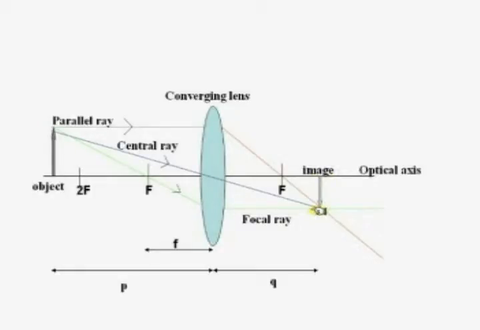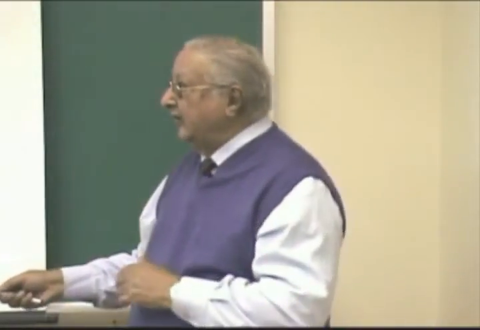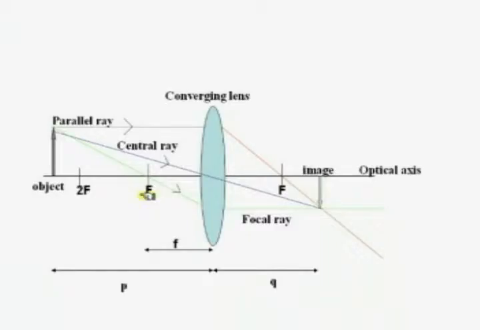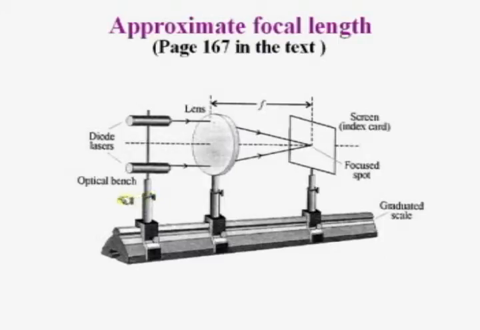So when we perform the experiment with the optical bench, which I'll be showing in a little while, you can move the object distance anywhere between f and 2f, 2f and beyond 2f, and then catch the image. We can calculate the focal length also. That also will go in a minute, and that is the way in which we will use this. This is the one that is given in the book on page 167.